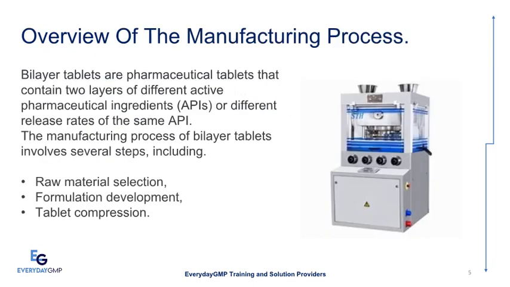Overview of the manufacturing process of bilayer tablet. Bilayer tablets are pharmaceutical tablets that contain 2 layers of different active pharmaceutical ingredients, APIs, or different release rates of the same API. The manufacturing process of bilayer tablets involves several steps, including raw material selection, formulation development, tablet compression.